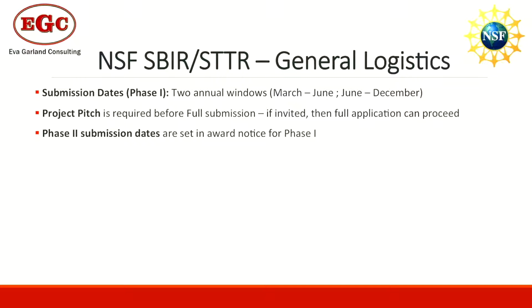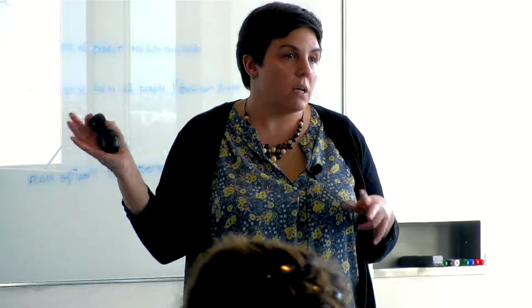Now, the phase two submission dates are set in the award notice of the phase one. So it's not the same as the window. So you have a funded phase one NSF. In that notice of award for the phase one, you're given 3 potential phase two submission dates. And that's it.